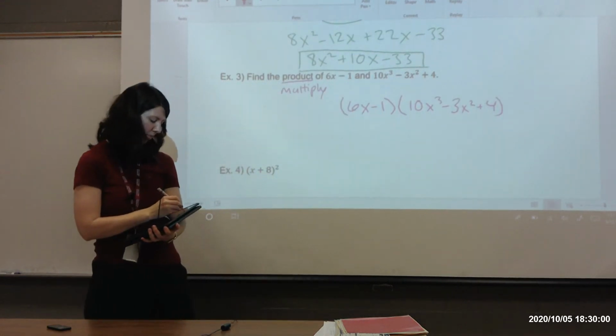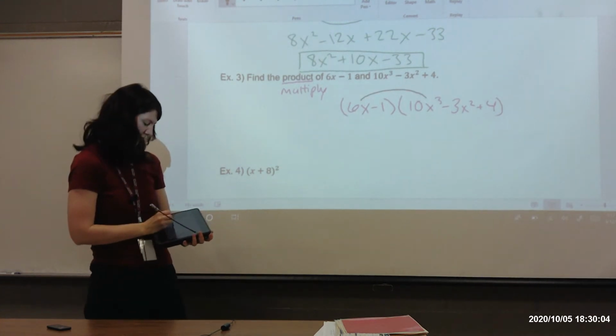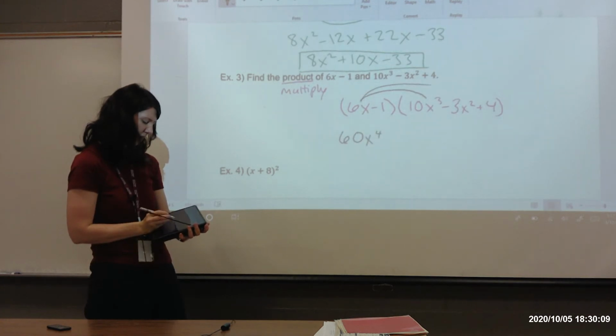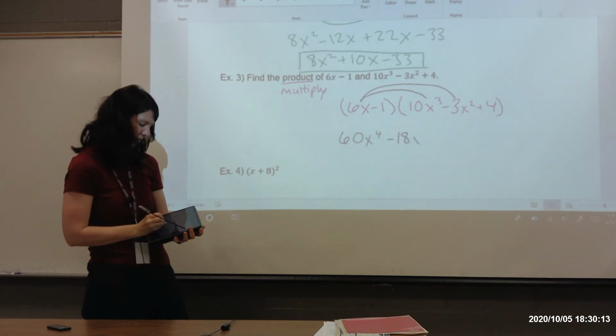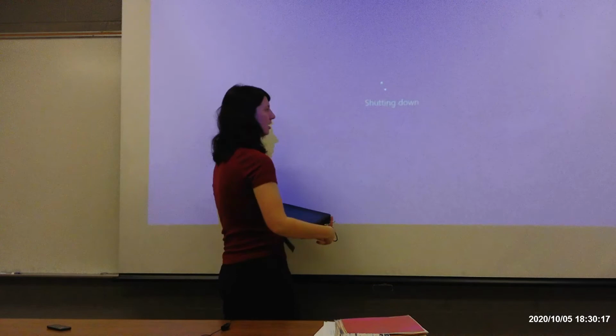Okay, so here we go. 6x times 10x to the 3rd, and that's going to give me 60x to the 4th. 6x times negative 3x squared, and that's going to give me negative 18x to the 3rd. Think about how many x's are multiplied together.